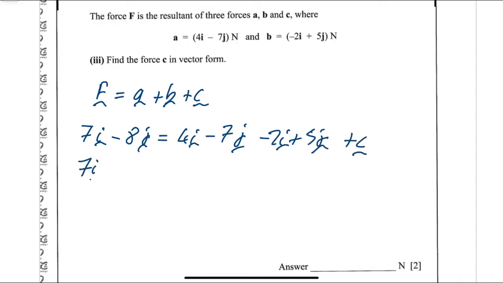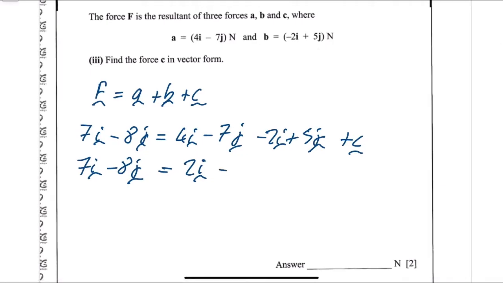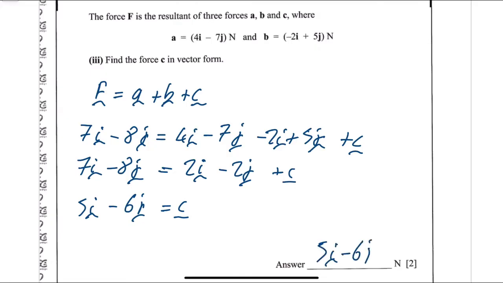So just do a wee bit of tidying up. All it is is bringing stuff to the other side, that's all. So your 4i minus 2i on the right-hand side is 2i, minus 7j plus 5j is minus 2j, and then you plus your C. And then when that 2i goes across, it becomes minus 2i, leaving you 5i. And when that minus 2j goes across, it becomes plus 2j, leaving you minus 6j is equal to your C. So your answer is 5i minus 6j is what your vector C is. And I think that is question 1 finished.